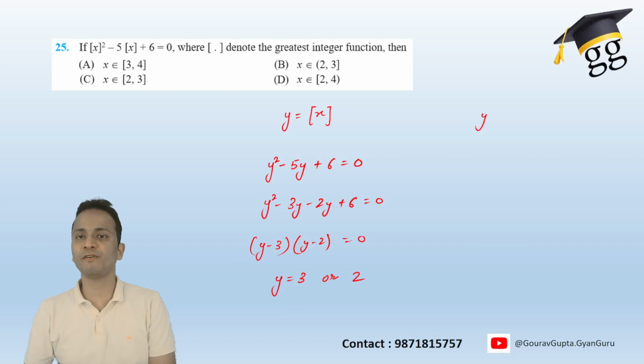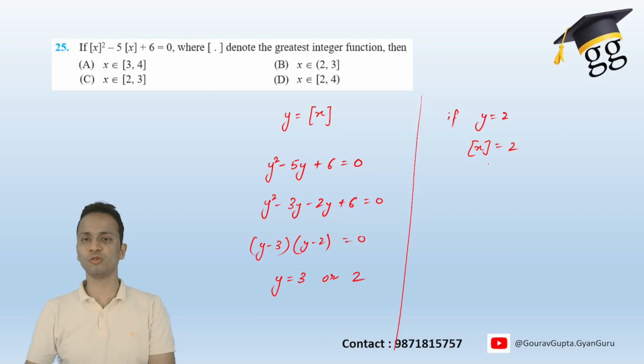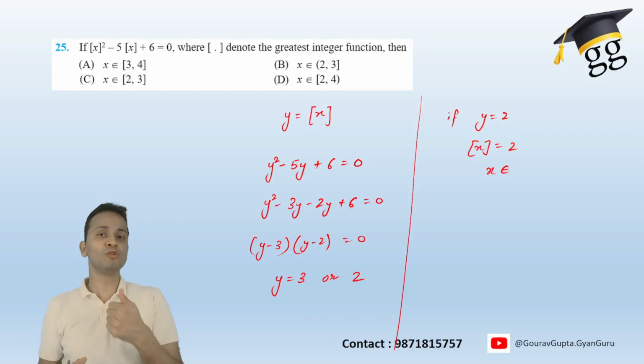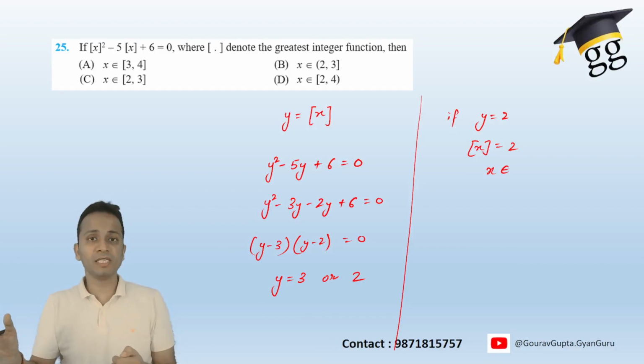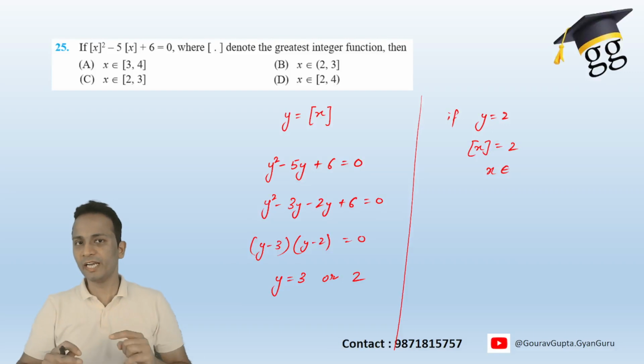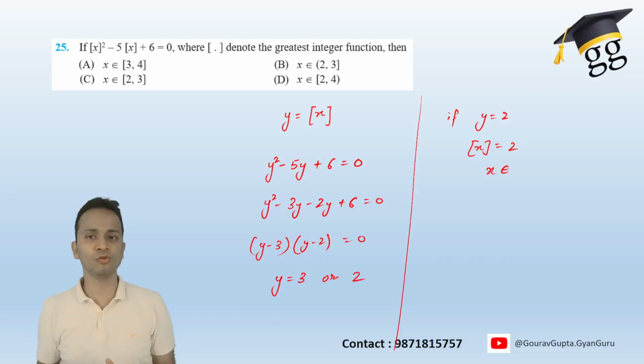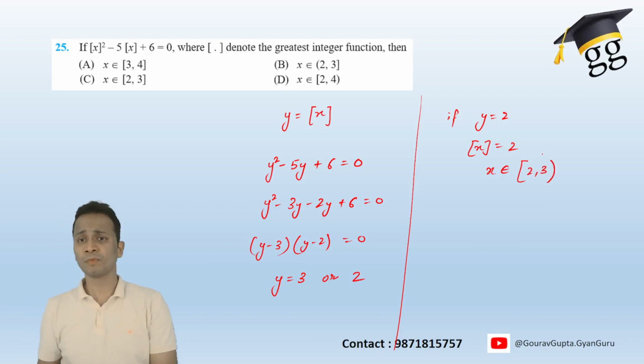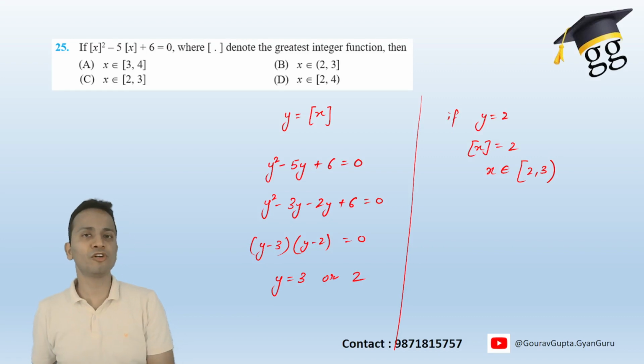If y is equal to 2, that means the greatest integer function of x is equal to 2, then x will belong to, so the value of x can start from 2 and go up till 3, but it will be less than 3 because the greatest integer function of 3 is equal to 3. So we can say that x belongs to [2, 3), all the values between 2 and 3, where 2 will be included but 3 will not be included.